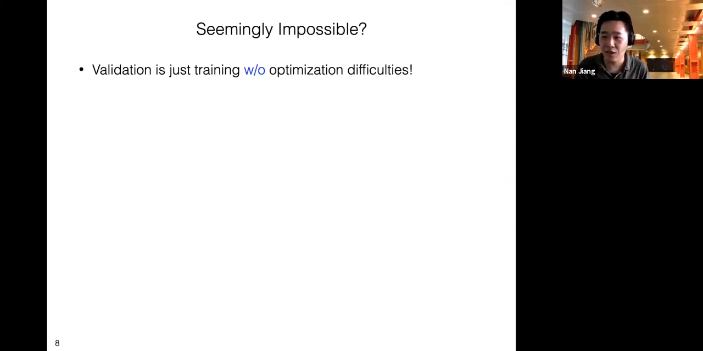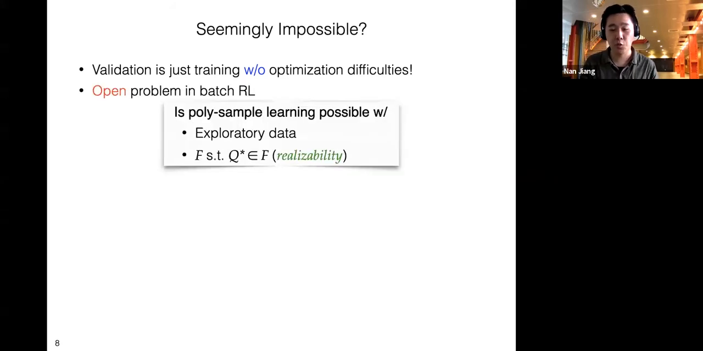These are the reasons why we thought that this is impossible. And in fact, because validation is essentially training without optimization difficulties, this difficulty can be reframed as a question for the training process. In that case, it becomes the following open problem: can we do offline learning in batch RL with polynomial sample complexity that only requires an exploratory data set and the so-called realizability condition? So I have a function space that contains Q star.